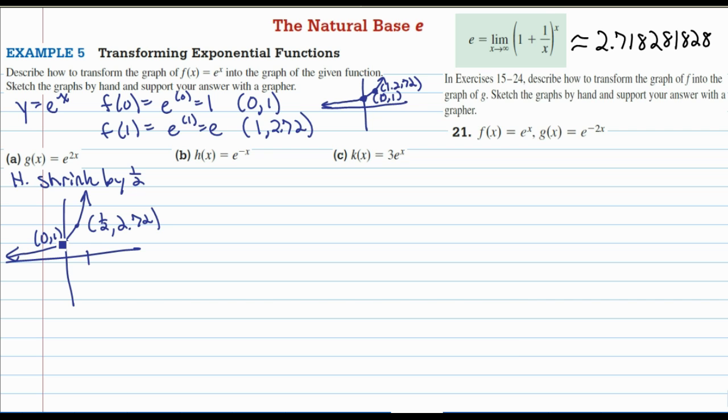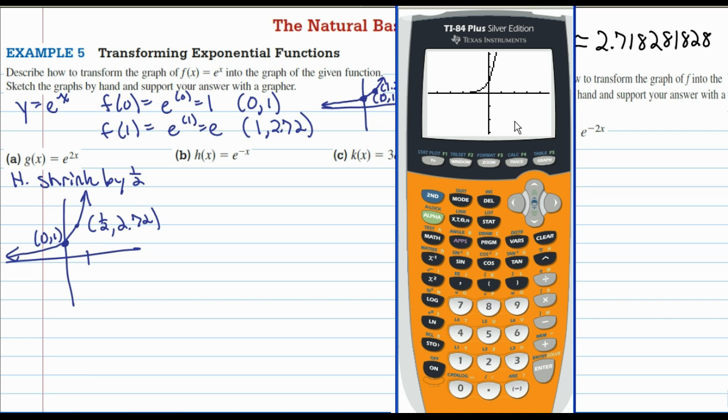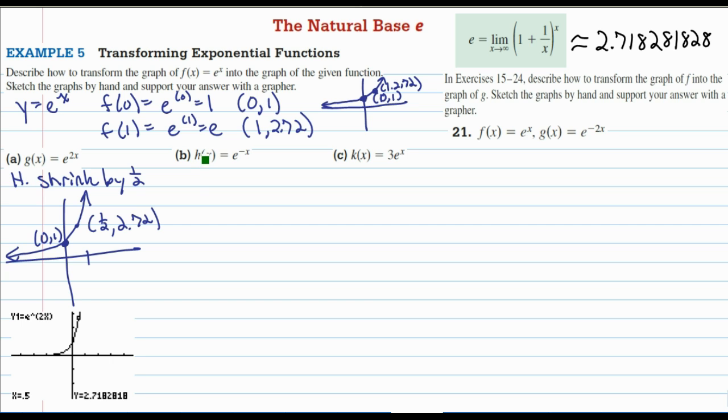So of course I'm going to check that with my grapher. In my calculator I see that if I hit trace, this graph does pass through the point (0, 1). I'm also going to make sure that it passes through 0.5, yep, 2.71828, etc.